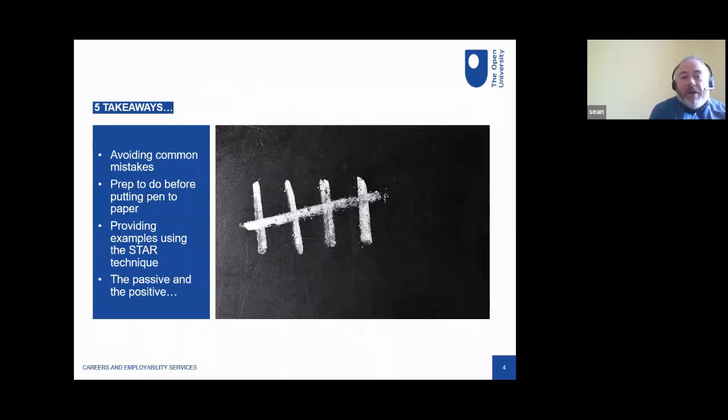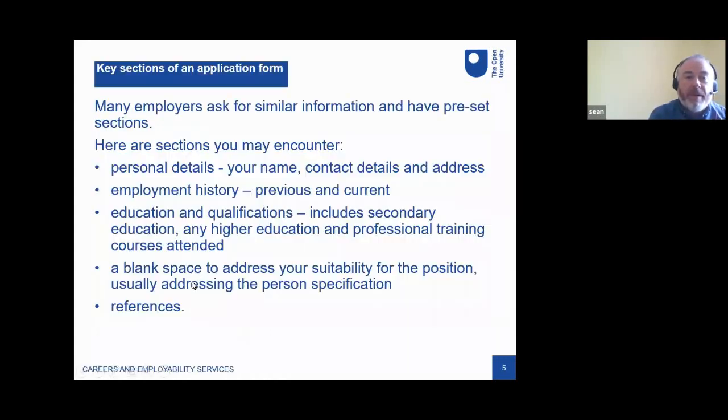So I think five takeaways from today would be: we'll have a look at avoiding some common mistakes that people make in the application form; have an idea about doing your preparation before you put pen to paper or indeed start typing; have a look at some examples of using the STAR technique. If you haven't come across STAR, I'll talk about that in the next slide or so. And then we'll look at using some of the more positive words in your application and being less passive, so using action verbs, etc., to make sure that you're selling your own experiences and skills to the best of your ability.